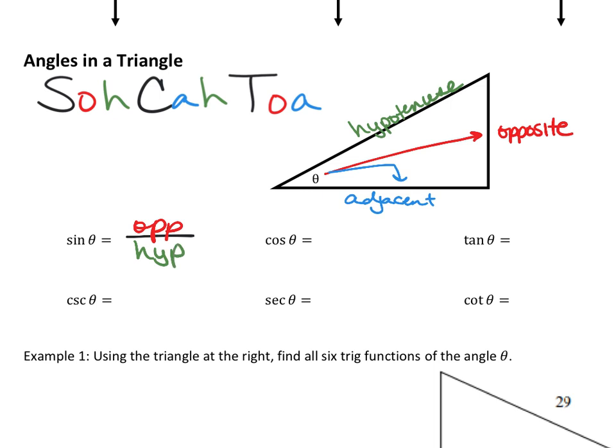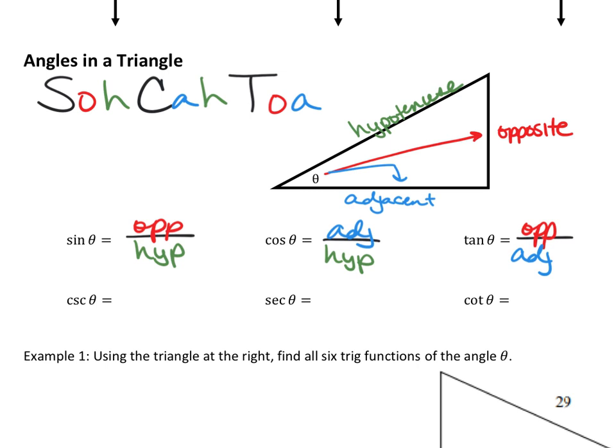So you would write a ratio, whatever the length of the opposite side is over whatever the length of the hypotenuse is. Cosine would be the adjacent over the hypotenuse. Tangent would be the opposite over the adjacent. And that is the three basic trig functions. But we have actually three more.